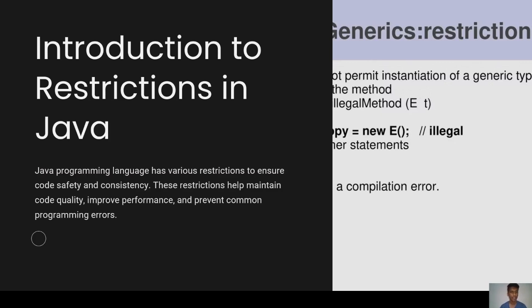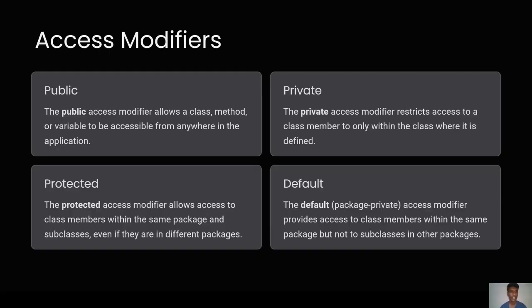Today I am going to discuss restrictions in Java. Java programming language has various restrictions to ensure code safety and consistency. These restrictions help maintain code quality, improve performance and prevent common programming errors. Next, access modifiers.